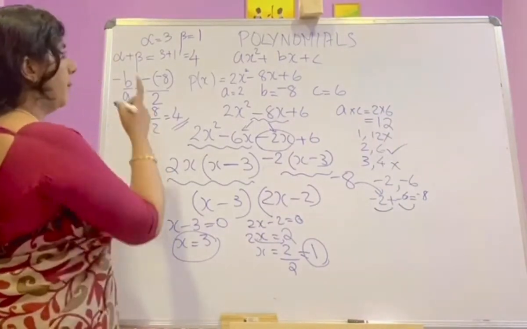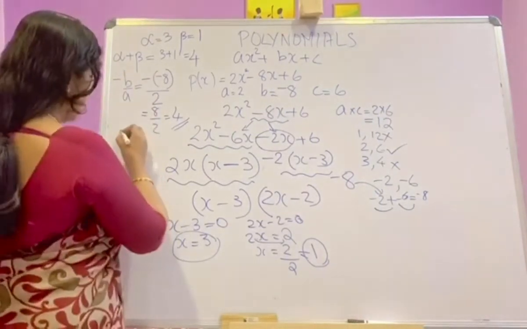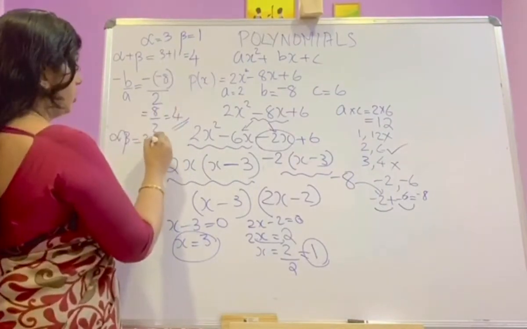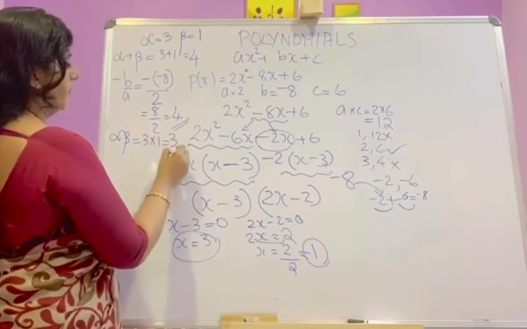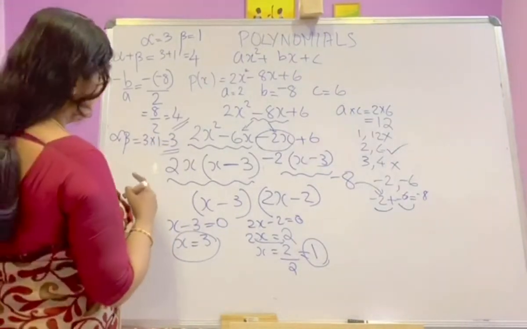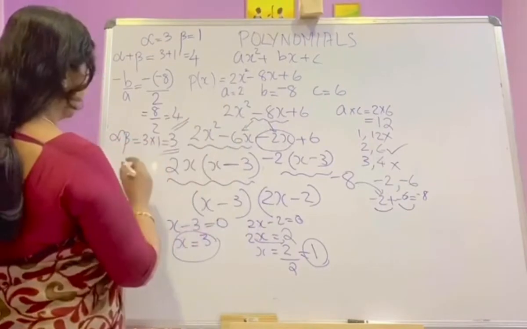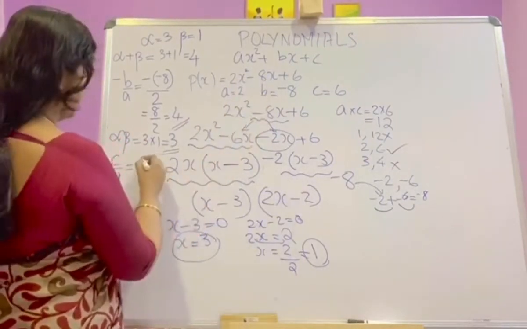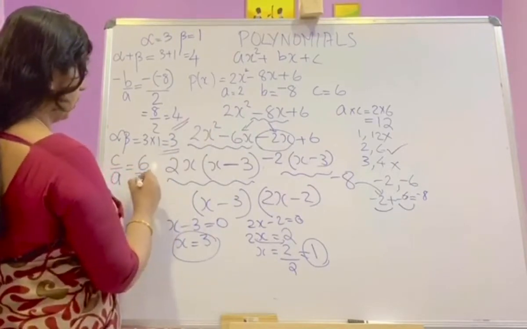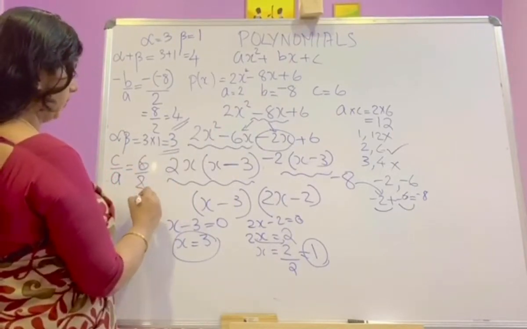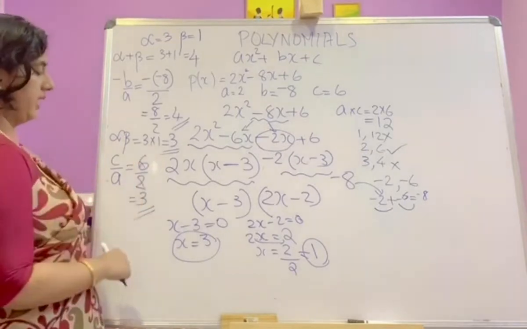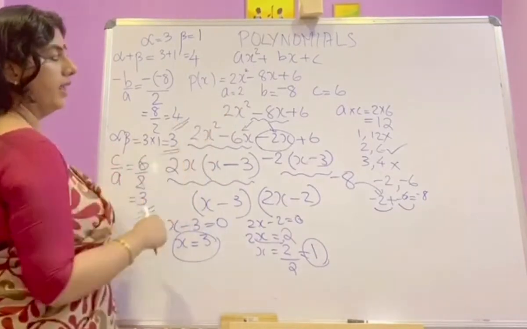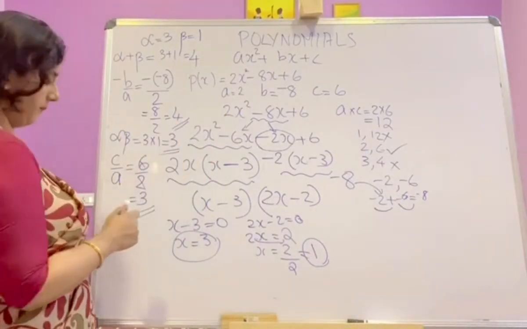Next, let us check product of zeros, that is alpha into beta. 3 into 1 is equal to 3. Now we can check any relation between coefficients. Let us find c by a. C is here 6, by a is 2. 6 by 2 is equal to 3. Yes. That is product of two zeros is equal to c by a in a quadratic polynomial.